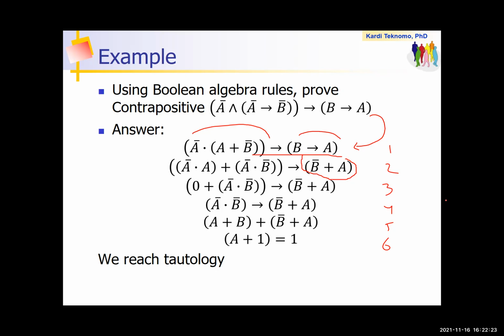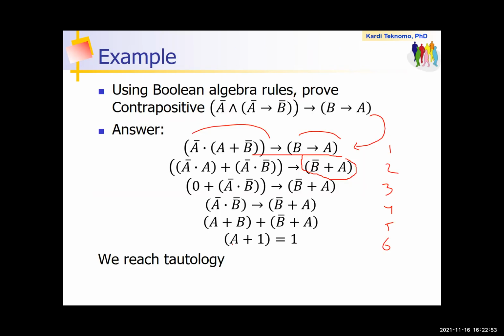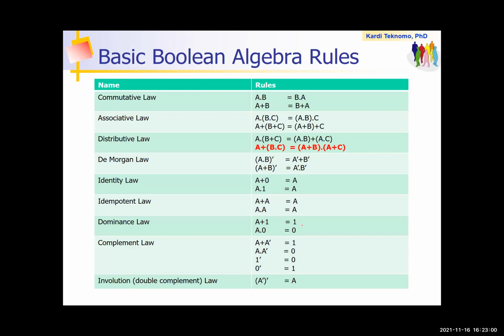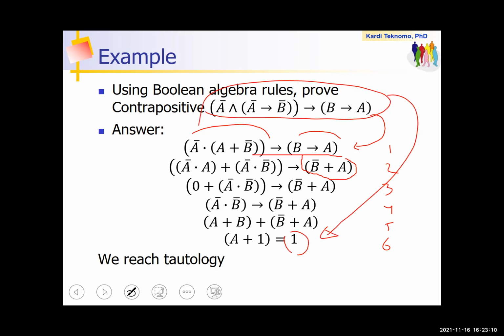And then from line 5 to line 6, this is just simple. A plus A is A, right? B plus B accent is... A plus A is what? A plus A is A. And then B plus B accent, so that is the same as A plus A accent here. Complement law becomes 1, right? So then you have A plus 1. How about A plus 1? A plus 1, by dominance law, becomes 1. So finally, we reach the conclusion that all of these are tautology. 1.